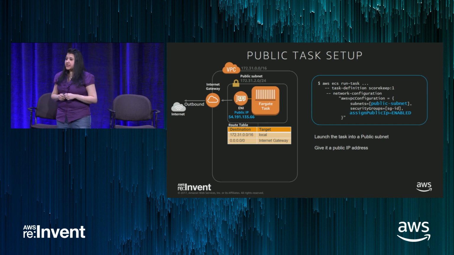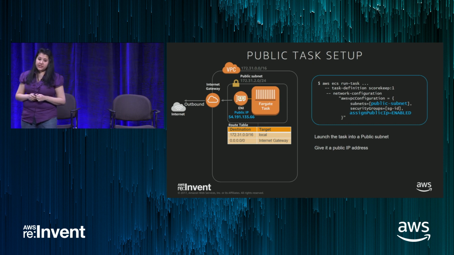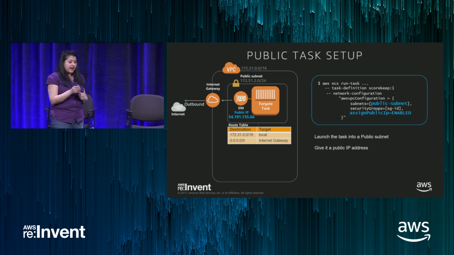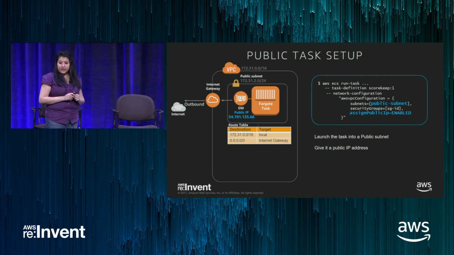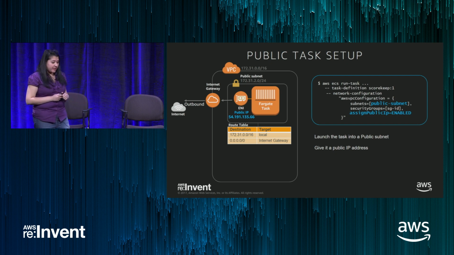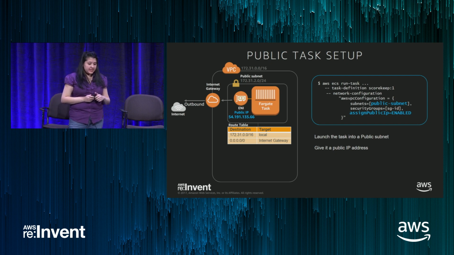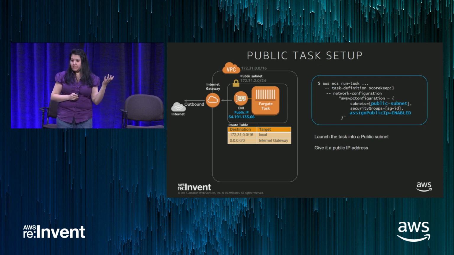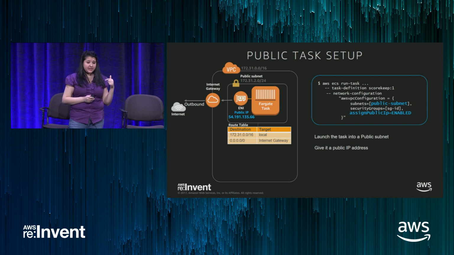And now you also need to give your task a public IP address if it needs to be addressed from the internet. So we have another field in the network configuration parameter of run task to assign a public IP to your task. Now this is a new feature that we launched for AWS Fargate, so please take note of that. And what this does is your ENI that we create will get an IPv4 public IP address that your task can then use to interface with the internet outside.